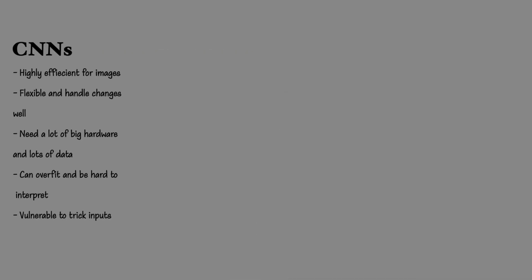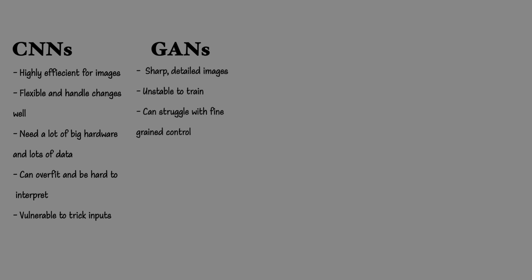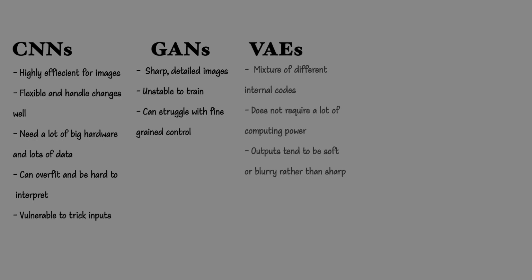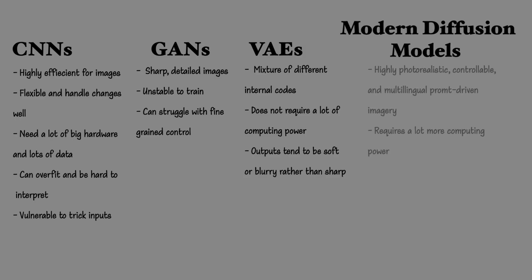For CNNs, they are highly accurate for images, efficient, flexible, and handle visual changes well. But they also demand big hardware and lots of data, can overfit, be hard to interpret, and vulnerable to trick inputs. For GANs, they have sharp, detailed images, but can be unstable to train, and may struggle with fine-grained control. For VAEs, they smoothly mix between different internal codes and don't require a lot of computing power, but the resulting output usually looks soft or blurry rather than sharp. And lastly, for diffusion models, they require more energy to compute, but produce highly controllable, photorealistic, multilingual, prompt-driven imagery.